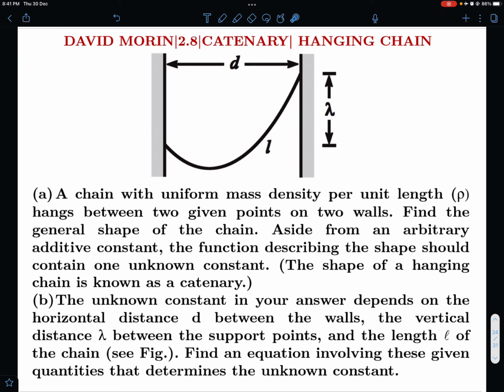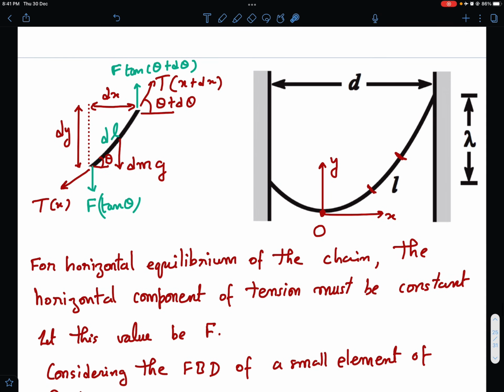If you want, you can give it a try. It's a fairly complicated problem. I mean, it depends how you take it. You can give it a try, or you can have a look at my solution right away. So I'll get into the discussion.